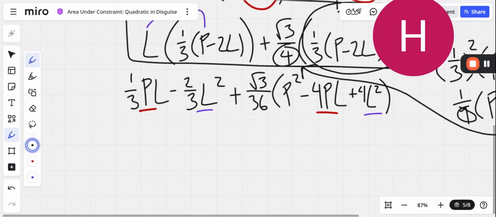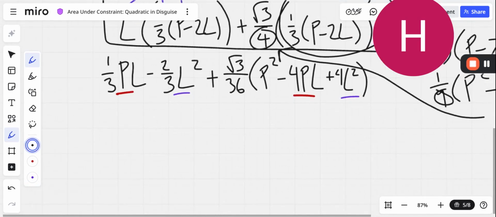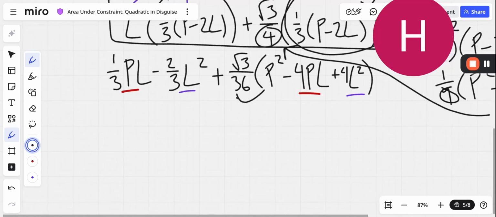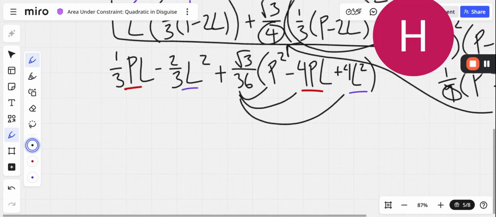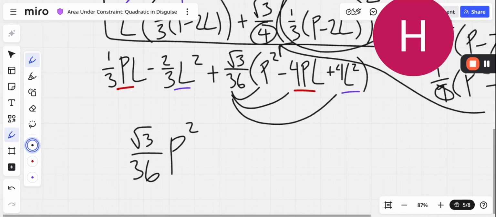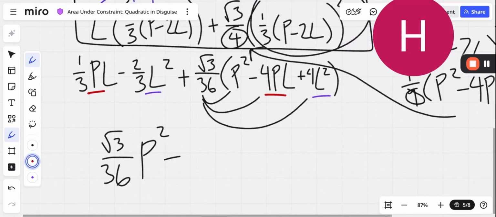Yeah, quite interesting. So let's get everything together if possible. If I can distribute this coefficient of root 3 over 36, that would be kind of nice. So I'm going to end up with root 3 over 36 P squared. That one's nice and easy. But on the next term, this is going to cancel a little bit with the 4. So I'm going to have root 3 over 9 PL.